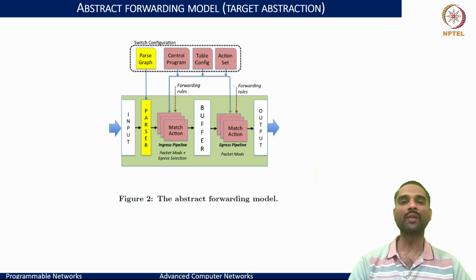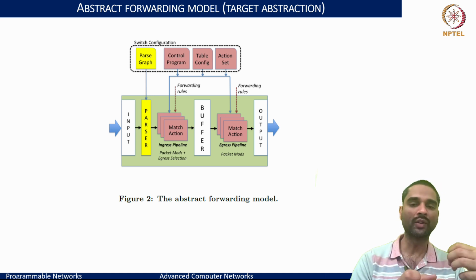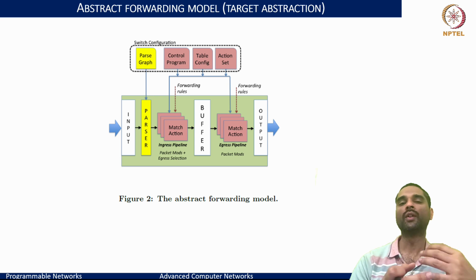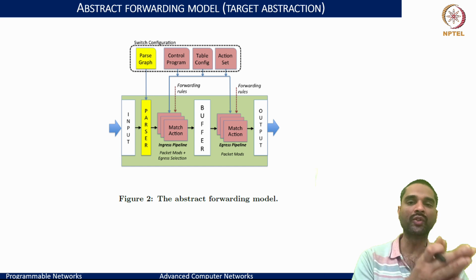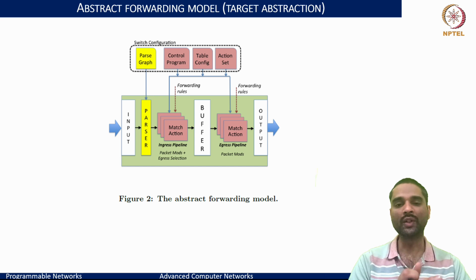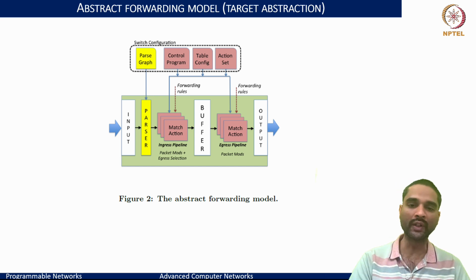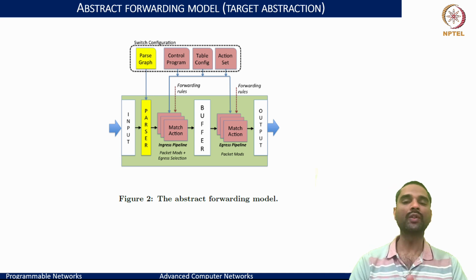And this comes in a very simple abstract forwarding model. On the switch side for the configuration, we are trying to set up what we call a parse graph, as a specification that we want the switch to understand. Second, the control program that dictates the pipeline stages for a given parse graph, which are all the control or the pipeline stages that need to be processed both on the ingress as well as the egress side.